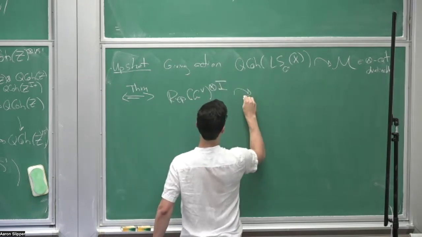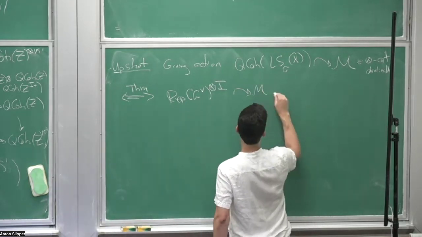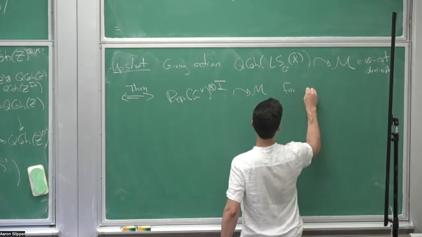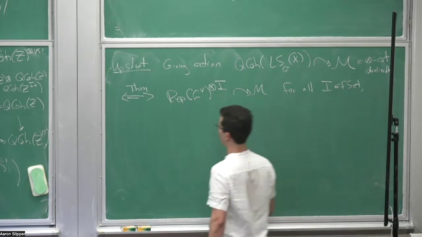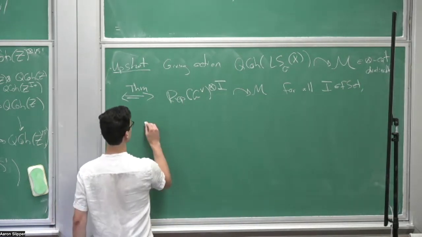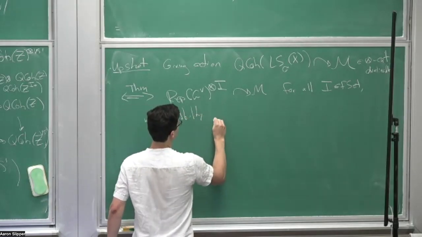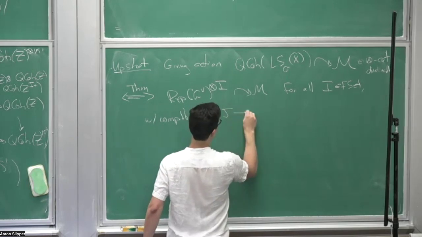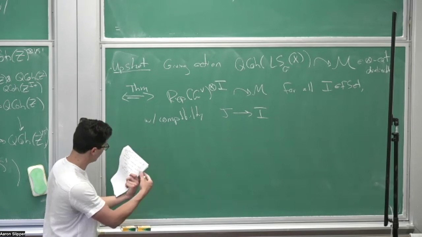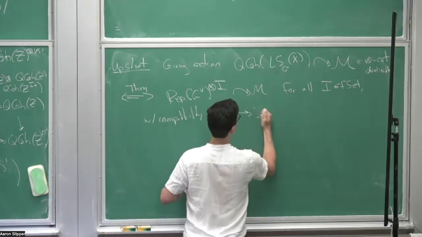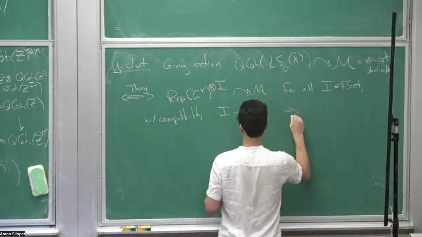a family of actions of Rham G check tensor I, together with compatibility: that when you have a finite set J mapping into I, make sure I have I and J in the correct order, I maps to J, then there's a commutative diagram.